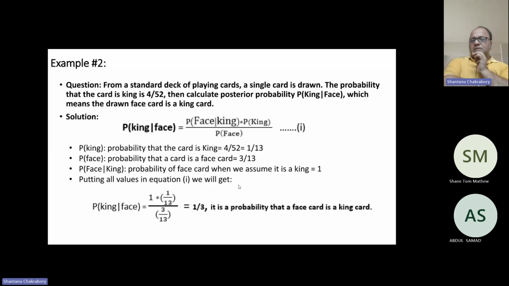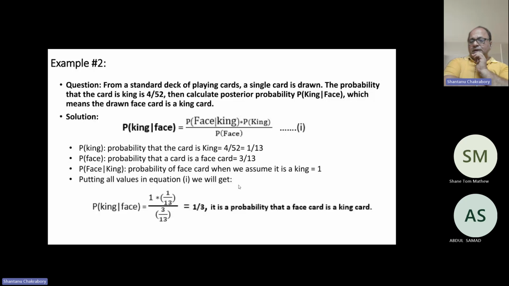This is another one. From a standard deck of playing cards, a single card is drawn. So the probability that the card is a king is 4 by 52. Then calculate the posterior probability when it is a face card and it is a king, which means the face card is a king card that is drawn. So whatever the face card that is drawn is a king card. So we can find out the probability of a face card being a king card when it is drawn.